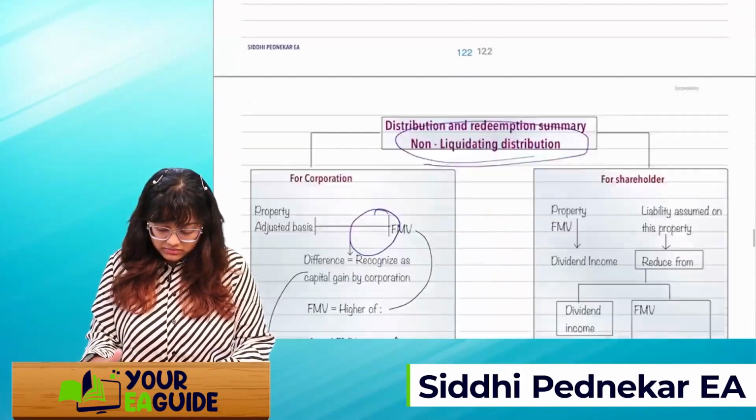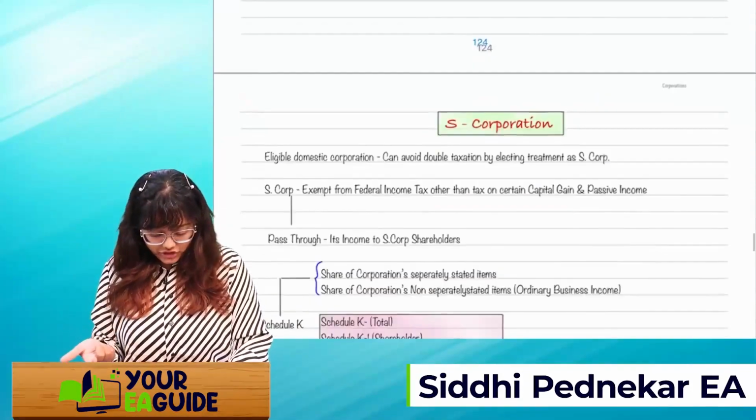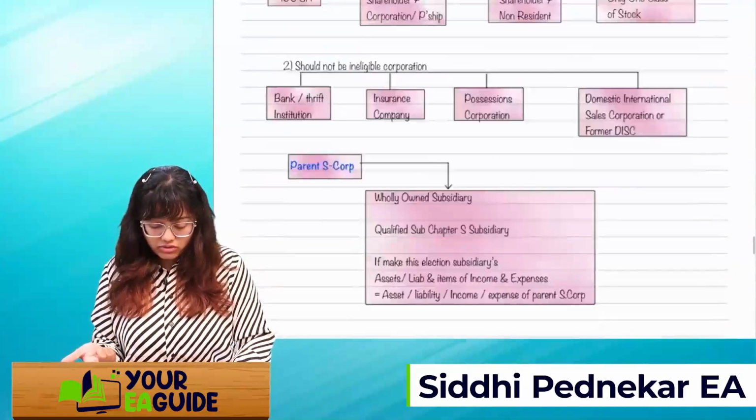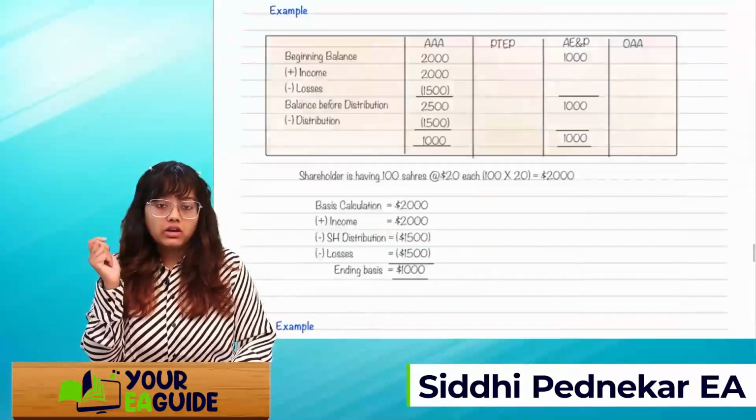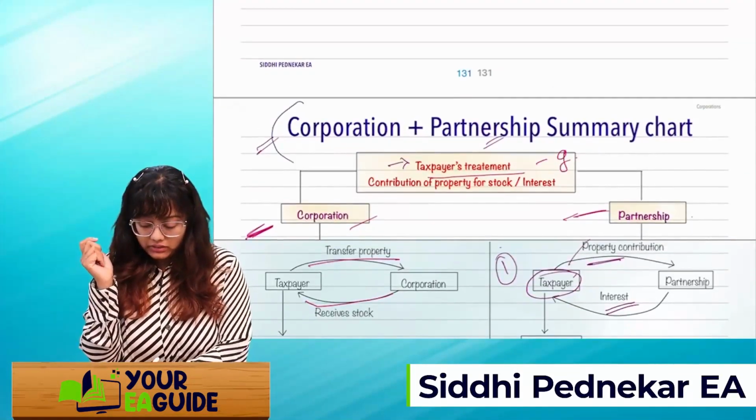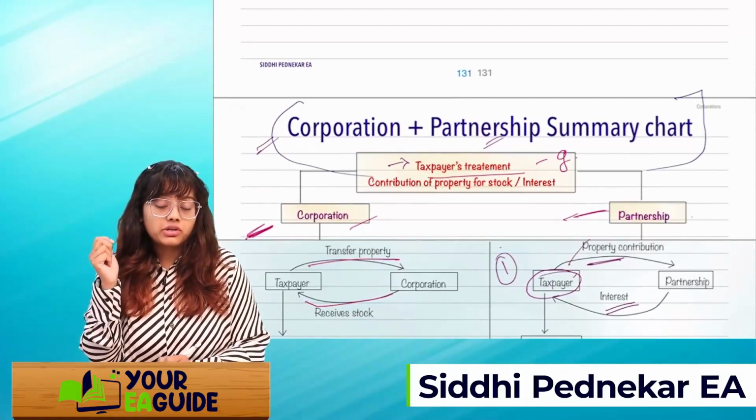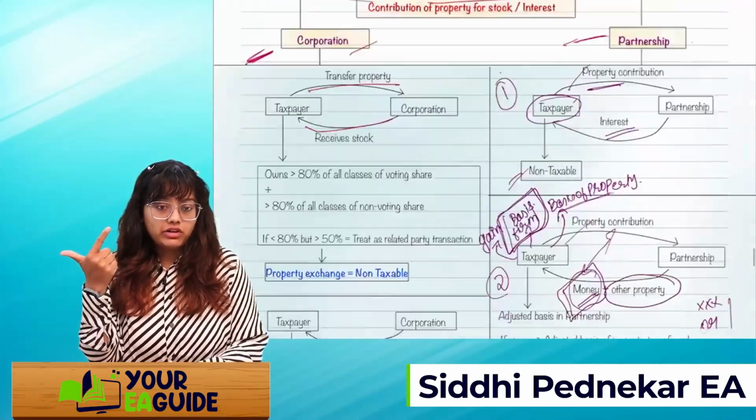We'll quickly complete the S Corp in the next session, and then we'll revise the whole corporation and partnership. If you can see, just after the S Corp chapter, I have put the chart for corporation plus partnership. So your partnership chapter will be done, corporation will be done, and we'll revise it from tomorrow.